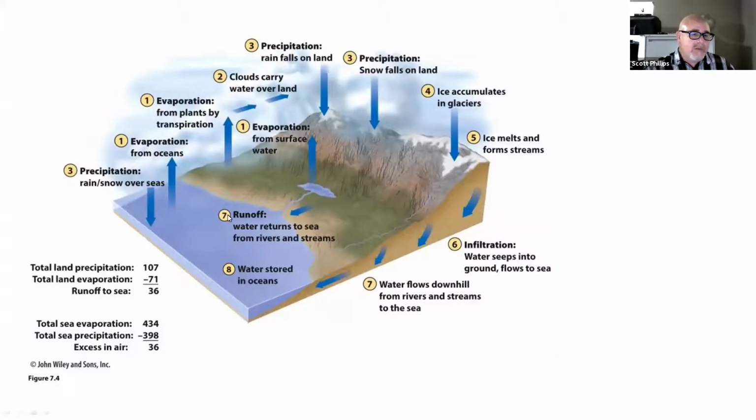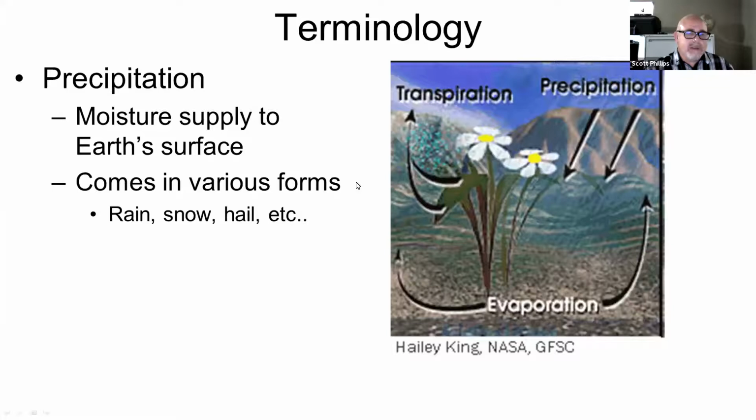Here's another view of it. Then you have a whole lot of different components of the hydrologic cycle, but let's start with precipitation. Precipitation is the moisture supplied to the Earth's surface. It's a broader term than just rainfall. Think of it as rainfall, that's fine, but understand that it also includes things like snow as well. Snow is also an example of precipitation. So that is the moisture supply to the Earth.